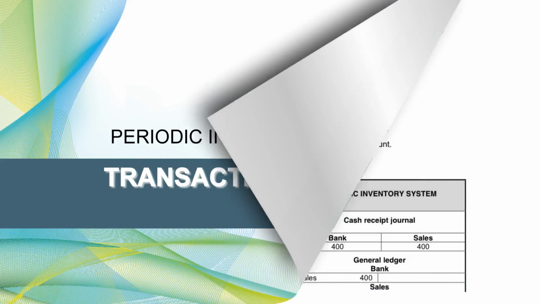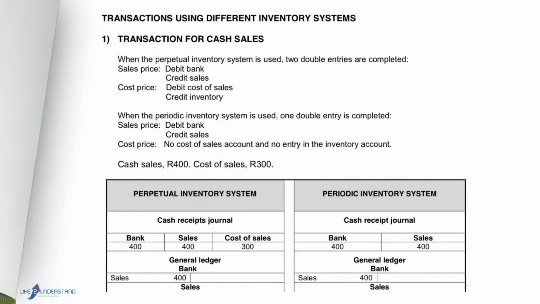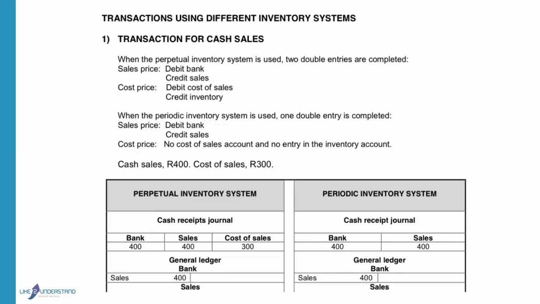Good morning. We will pay attention to the different transactions when the different inventory systems are used. Transactions for cash sales. When the perpetual inventory system is used, 2 double entries are completed.